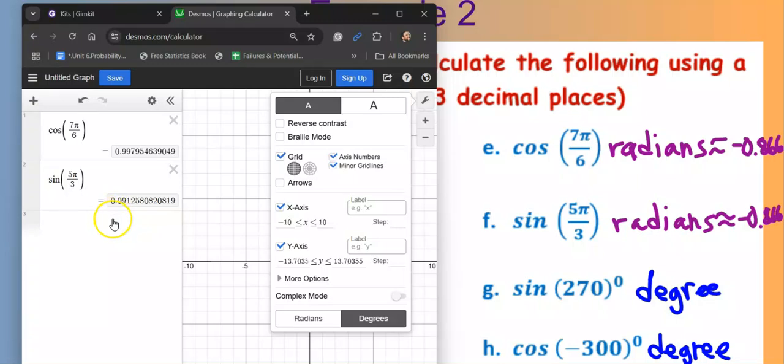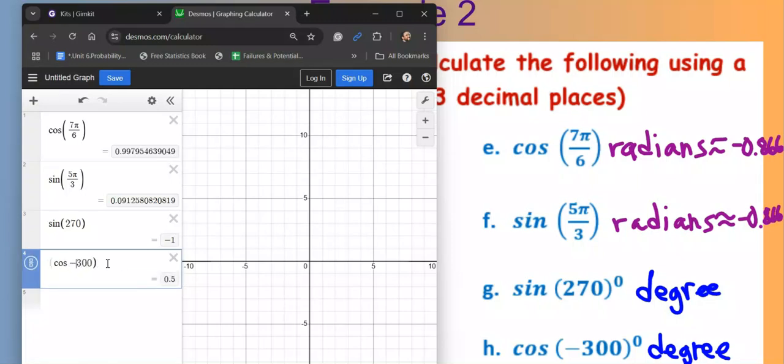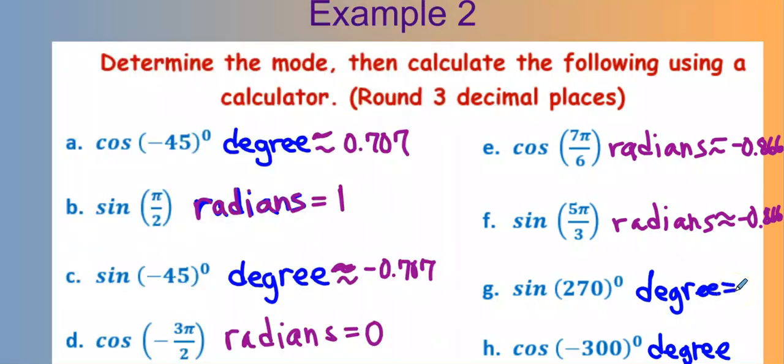So again, you'll get an answer for everything, but you got to make sure you're in the right mode, because if not, it's going to give you the wrong answer. So you can see our answers for sine and cosine above are totally different than what we did for E and F. All right, so we got sine 270, and we're going to do cosine negative 300. And again, it's degree mode, so we don't have to put degrees in here. And we have 0.5, which is 1/2, but that's fine either way. So we're going to put negative 1 and 0.5.